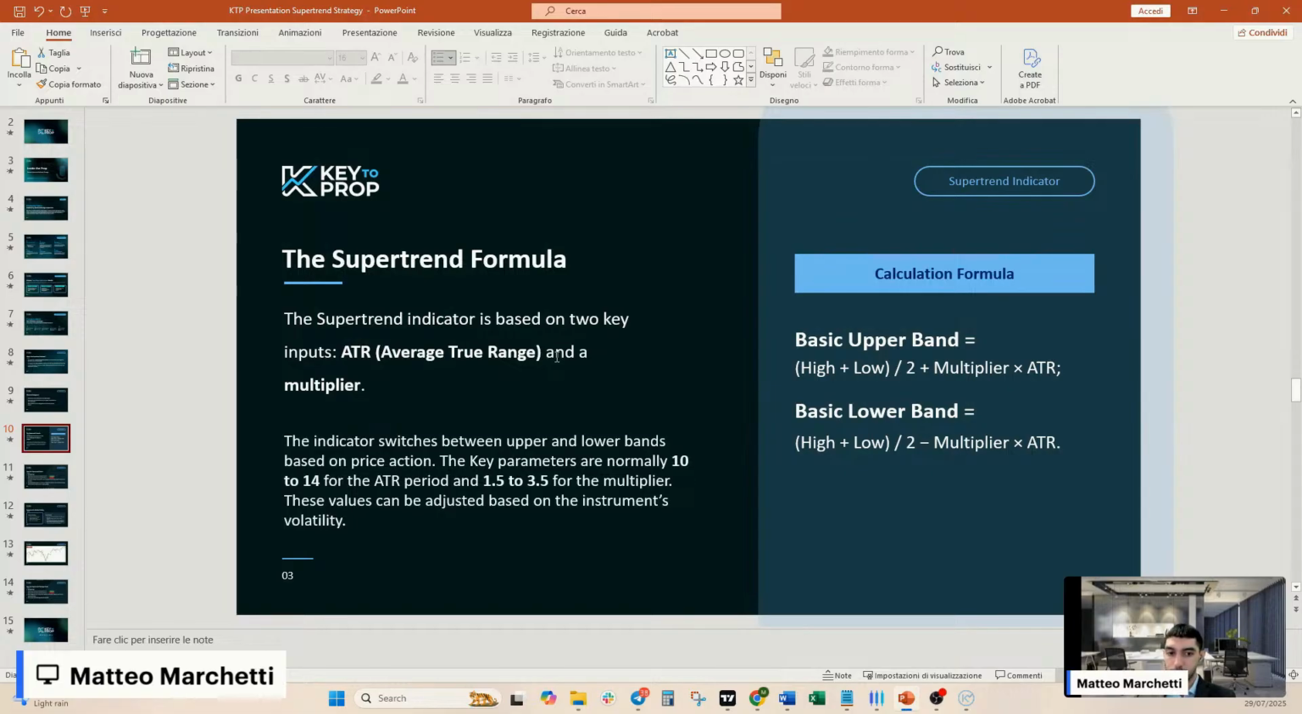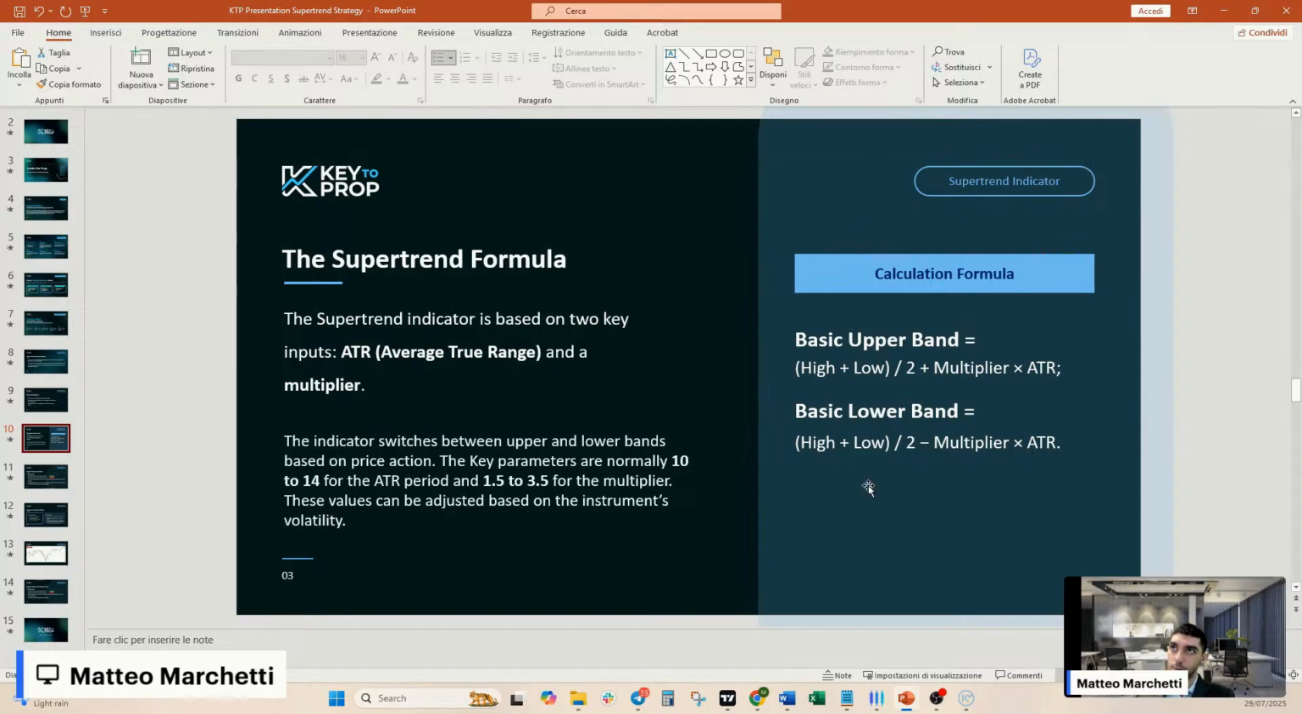The multiplier can range between 1.5 and 3.5. Normally, as I trade mainly on US indices, I prefer to use 3 or 3.5. 3.5 for instruments which are, let's say, more volatile, and 3 for instruments which are less volatile.